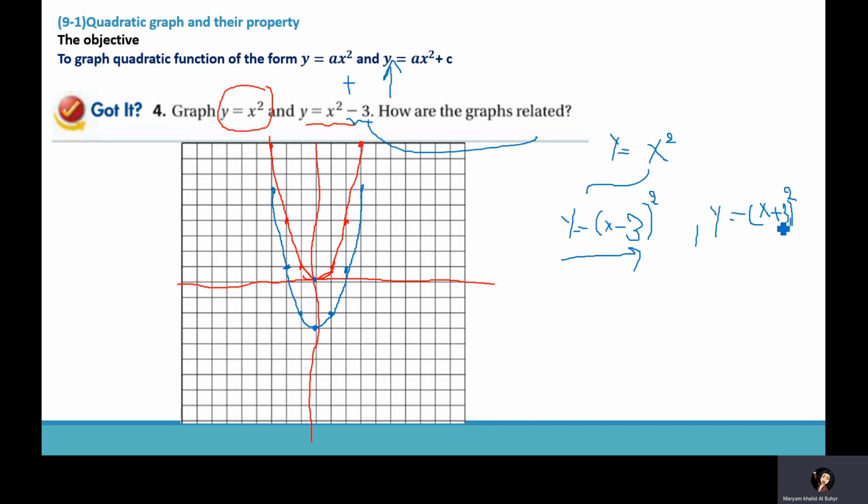What about if this is plus? If this is a plus, you will move 3 units to the left. Make sure that you distinguish the difference between this formula and this formula. Both are quadratic functions or quadratic equations, but the change for them will be like that.